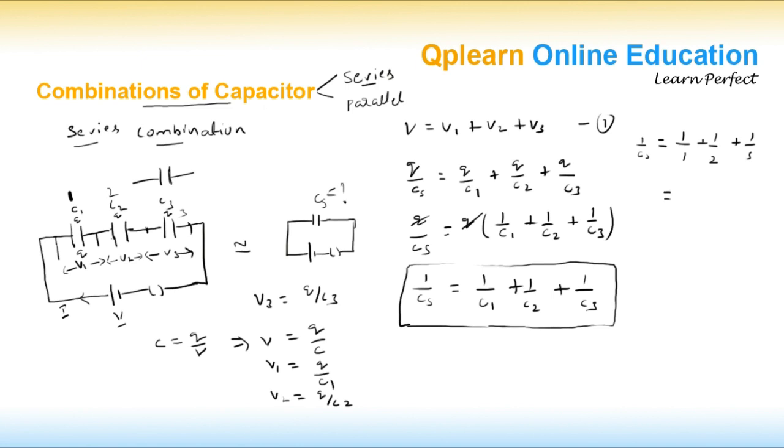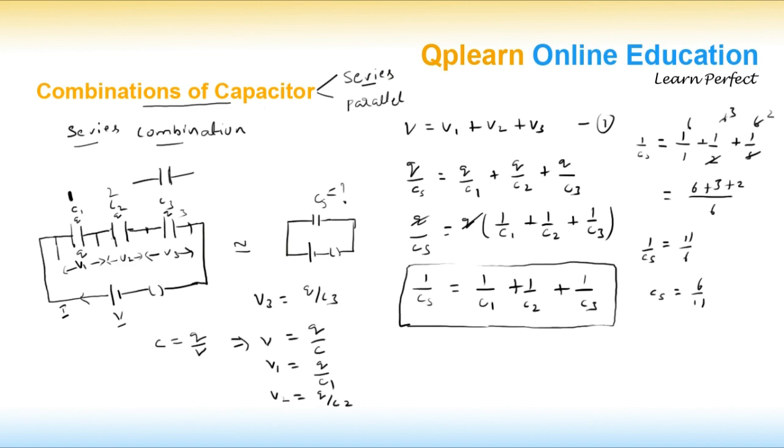What is the LCM of these? 1, 2, 3 means the LCM is 6. You take 6 in each denominator. 6 divided by 1 is 6, plus 6 divided by 2 is 3, plus 6 divided by 3 is 2. So 6 plus 3 plus 2 is 11, so 11 by 6. So 1 by CS is equal to 11 by 6. The CS is equal to 6 by 11.